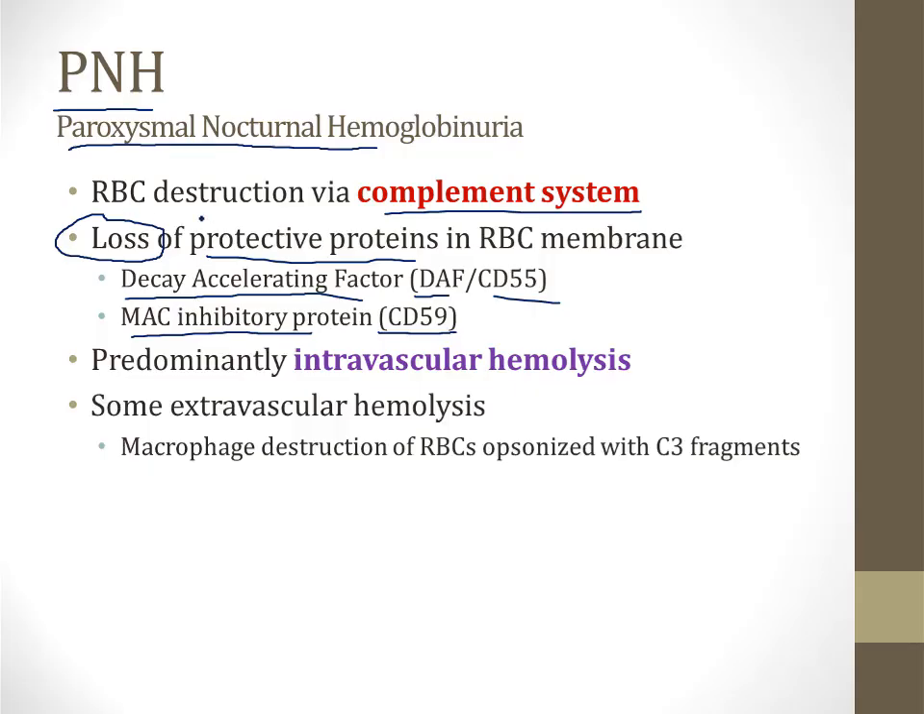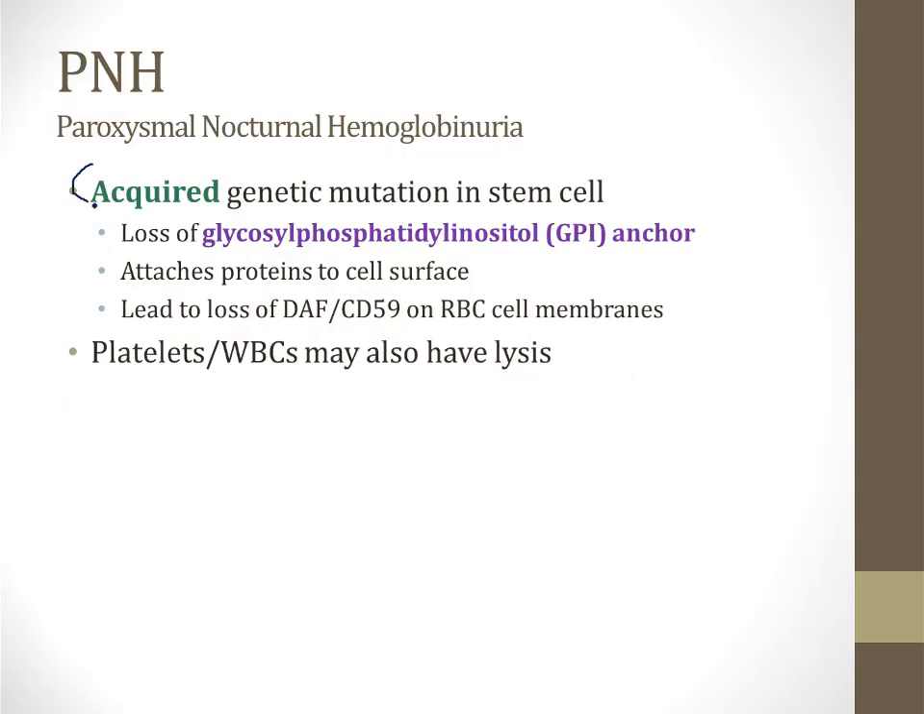When red cells lose these protective proteins, the complement system will lyse red blood cells, and this predominantly occurs inside of blood vessels. Therefore, it results in intravascular hemolysis. There is sometimes a little bit of extravascular hemolysis. That's because when red cells are coated with C3 fragments by the complement system, the macrophages can recognize these and destroy the red cells inside the spleen. PNH is an acquired condition.